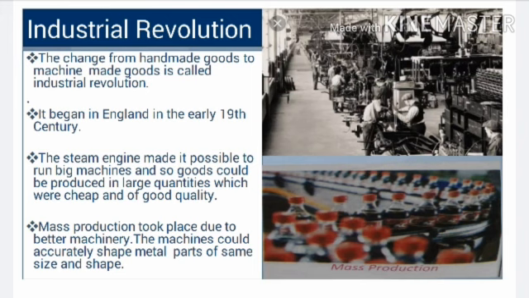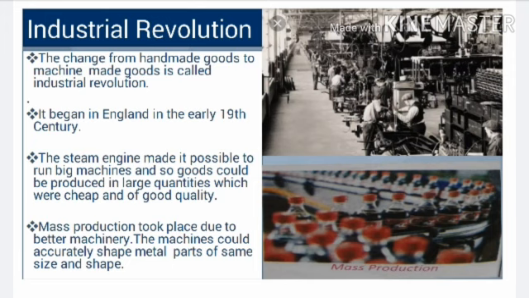Industrial Revolution. Now this is an important revolution. Before we discuss this, let us know what the Industrial Revolution means. The change from handmade goods to machine-made goods is called the Industrial Revolution. It began in England in the early 19th century. The steam engine made it possible to run big machines, and so goods could be produced in large quantities which were cheap and of good quality.